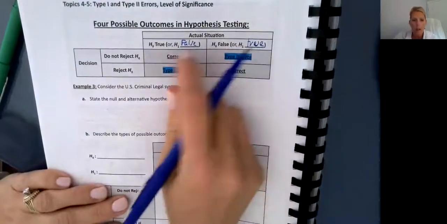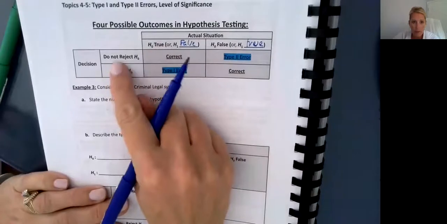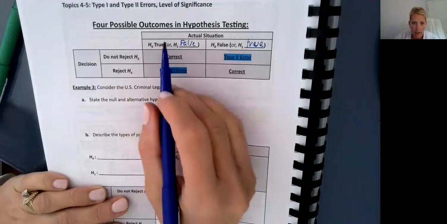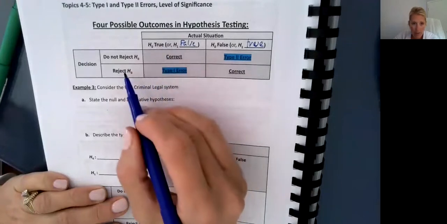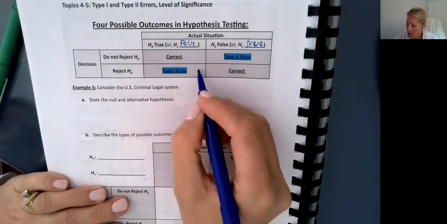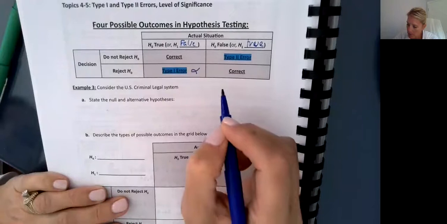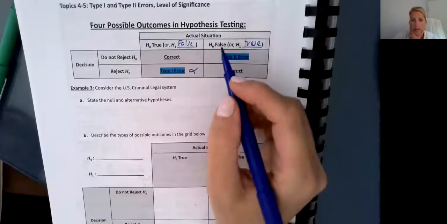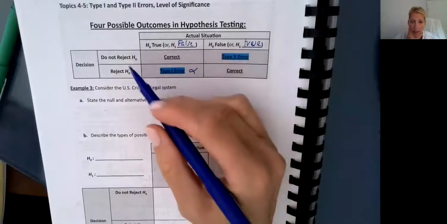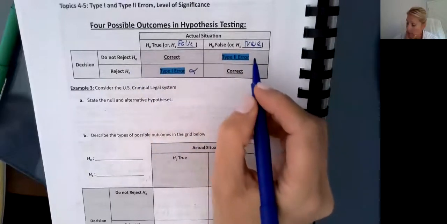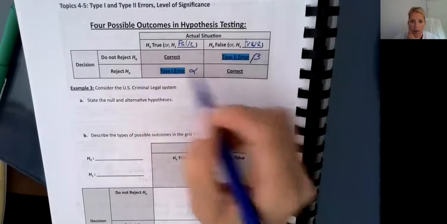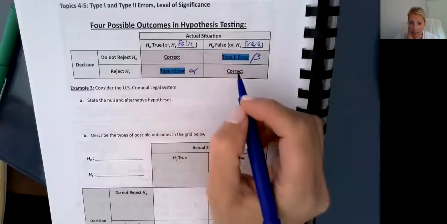Okay. So if H0 is true and we don't reject H0, that's a correct decision, true and true. If H0 is true, but they reject H0, that's called a type 1 error. And we define that with our alpha symbol. Now, if H0 is false, and they don't reject it, that's a type 2 error, and we give that a beta symbol here. And if H0 is false and they reject it, that's a good decision.